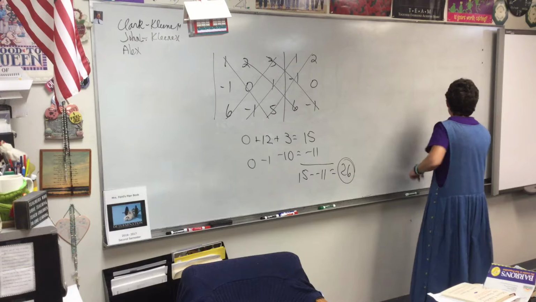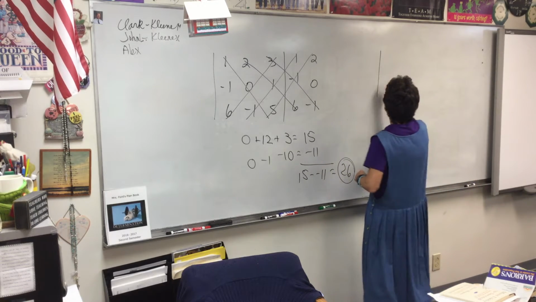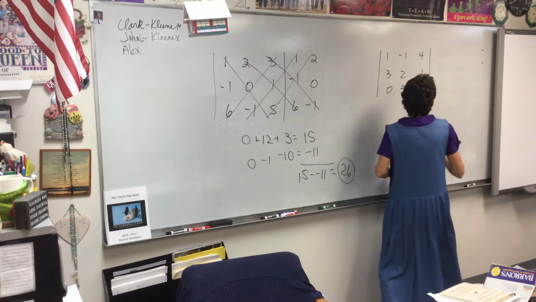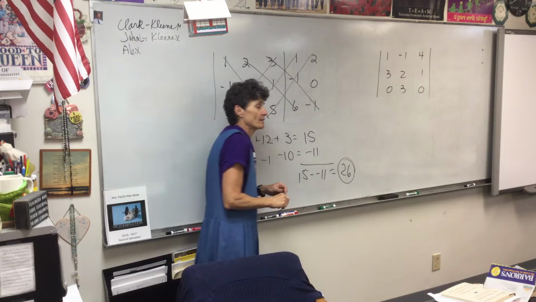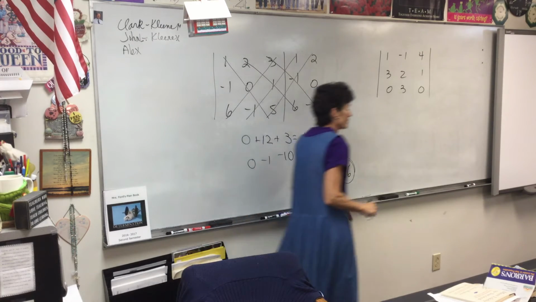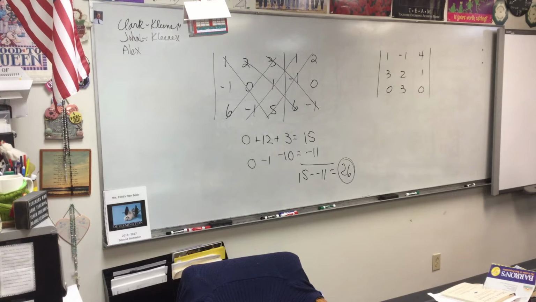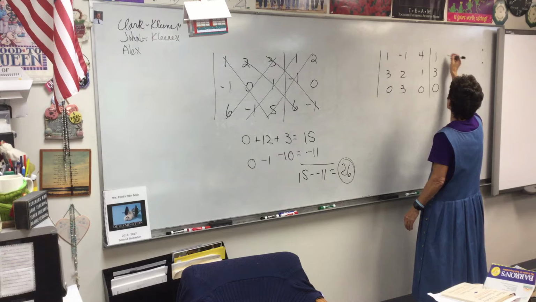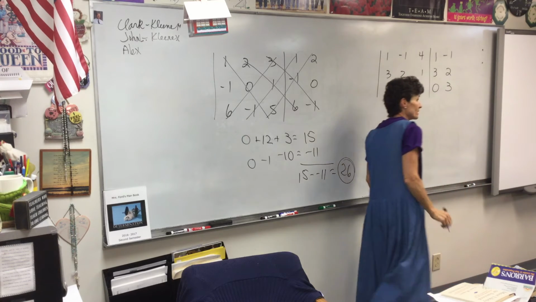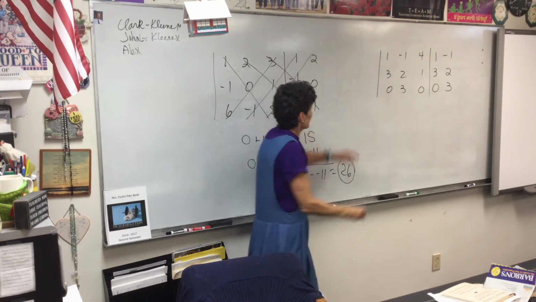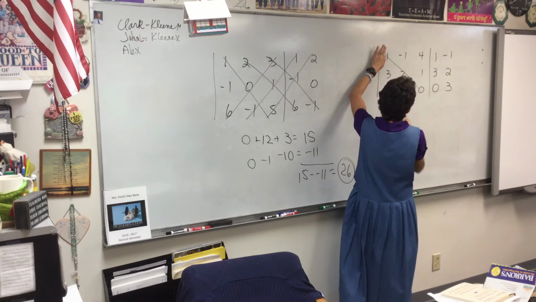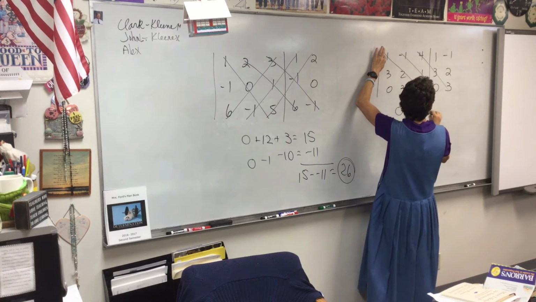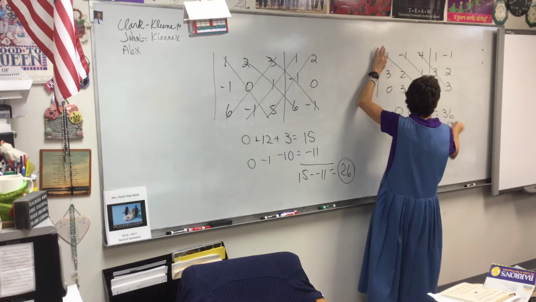Let's try another one. All right, here we go. This is a 3 by 3. You are evaluating a 3 by 3 determinant. So here we go. We copy the first 2 columns. Everybody good? Here we go. Multiply 0. Multiply 0. Multiply 36. Add them up. Total them up.